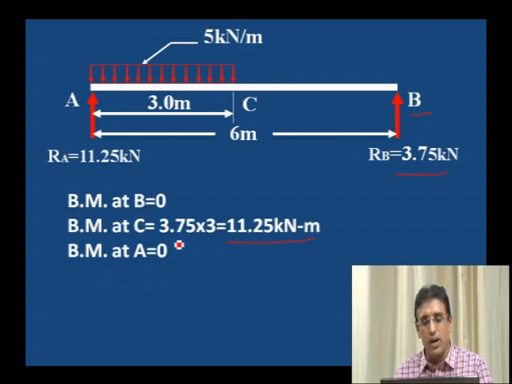A and B are 0, and C we have calculated by taking moment of RB value, because only one load is acting right of the C.